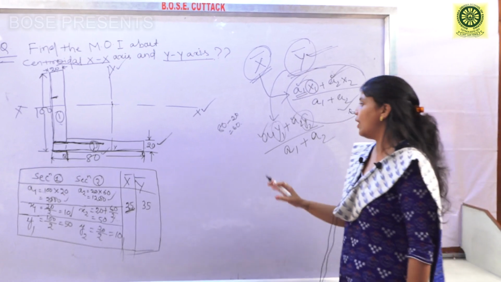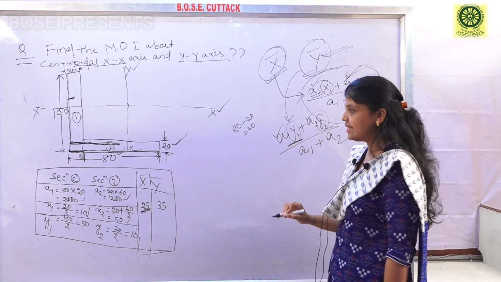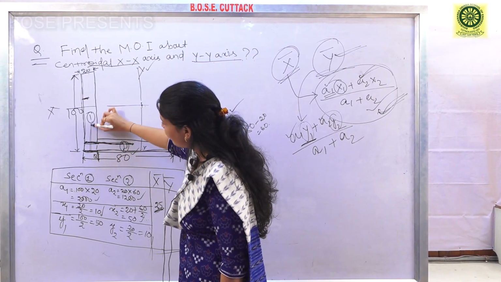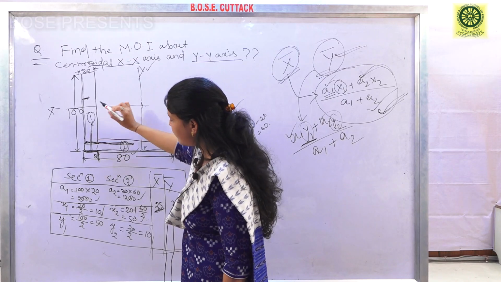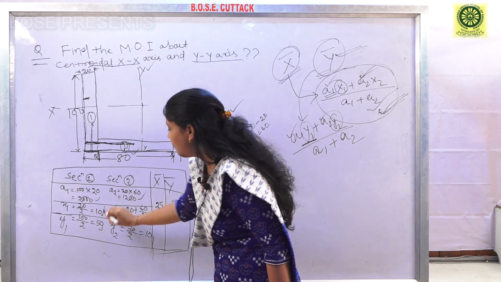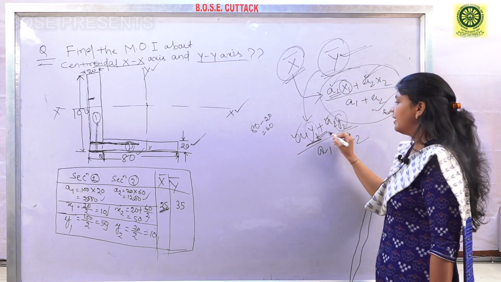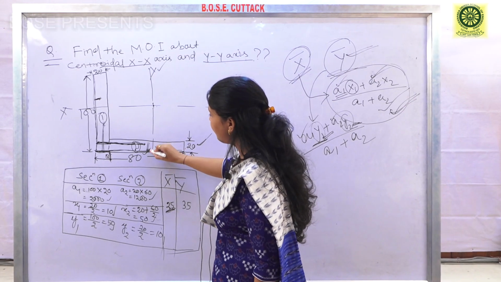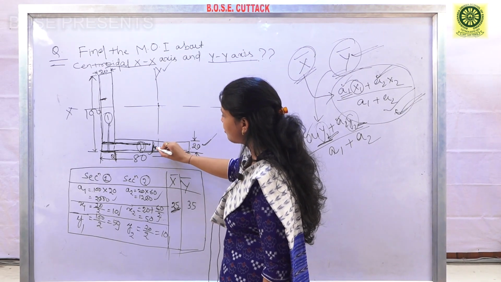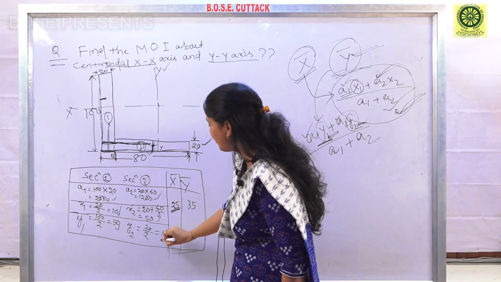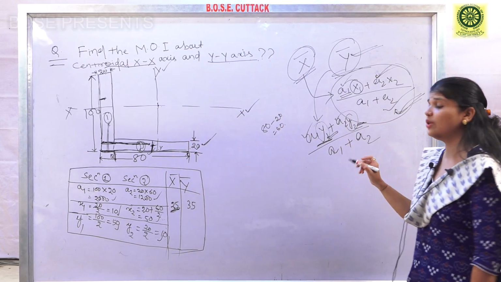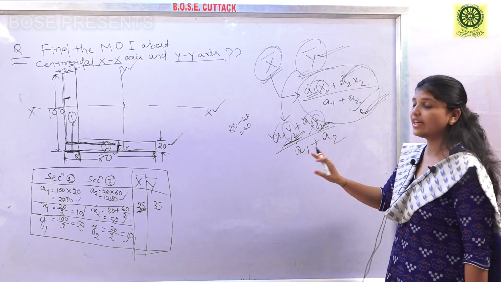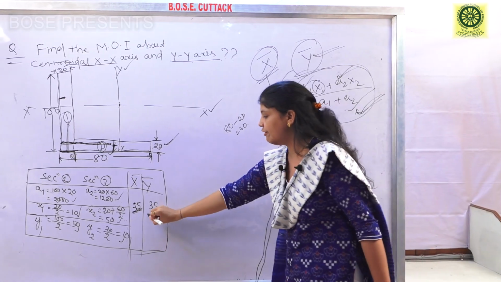Now come to y1 and y2. What is y1? y1 is the distance between the reference line and the midpoint of section 1 along the y-axis. So we have to find out this distance. This will be 100 by 2, that is 50. That is our y1. Now come to y2. y2 is the distance between the reference line and the midpoint of section 2 along the y-axis. This distance will be 20 by 2, 10 mm. When you put the values of a1, y1, a2, y2 in this equation, you will get the value of y bar, that is 35 mm.